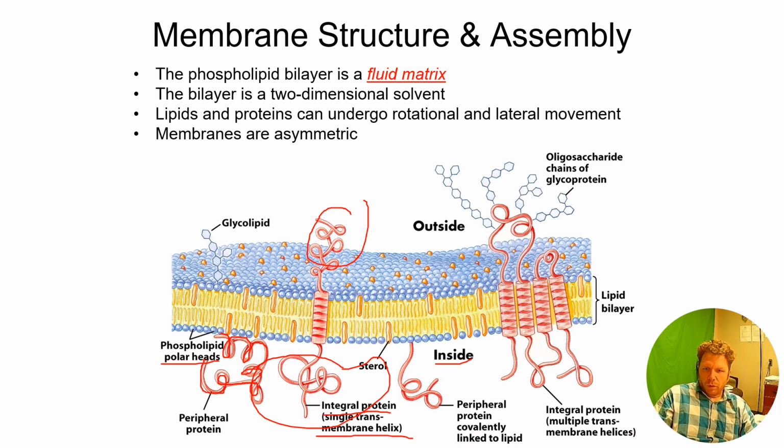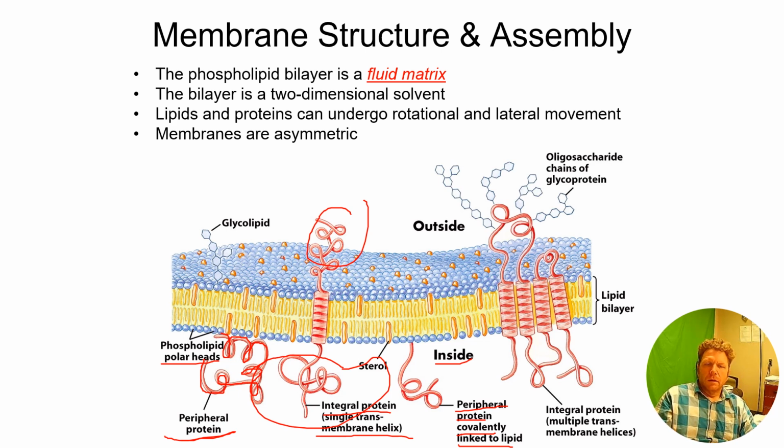Next up, we have a peripheral protein covalently linked to a lipid. So this contact is more than likely going to be a lipid that has been added to the protein, a post-translational modification, adding something like palmitic acid to that protein, so that the lipid is embedded into the membrane, and that protein by association is embedded into that membrane. That's different from our peripheral protein over here, which really is not embedded into the membrane. It's just tangentially in contact with it.